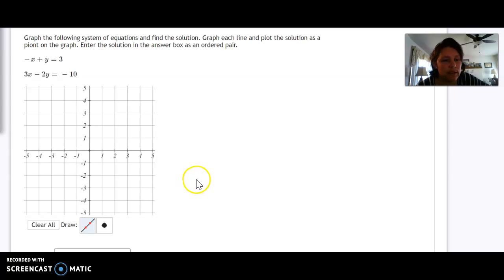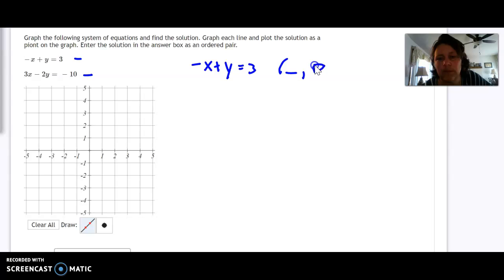So let's get started here. We have two equations. Both of these equations are written in that standard form. So remember, when we graph in standard form, we're going to go ahead and find what our x and y intercepts are. So let's start off with our first one. We have negative x plus y equals 3. And I want to find my x-intercept. And then I'm also going to find my y-intercept.